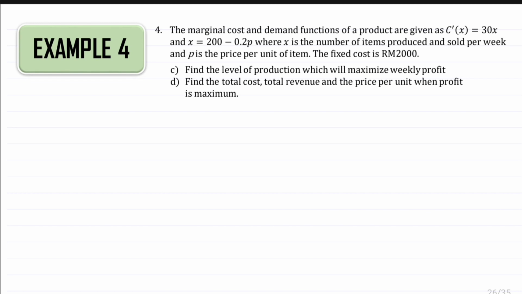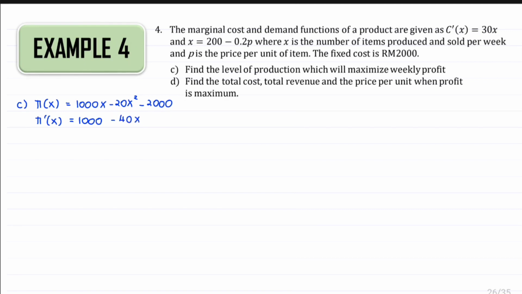We continue with question 4C. Find the level of production which will maximize weekly profit. Now we want to find the level of production when profit is maximum. So we need to use the steps for maximum profit. We already have the profit function. So next we differentiate profit. We get 1000 minus 40x. Then we let pi prime equal 0. So 1000 minus 40x equals 0. Then we solve, we get x equals 25.